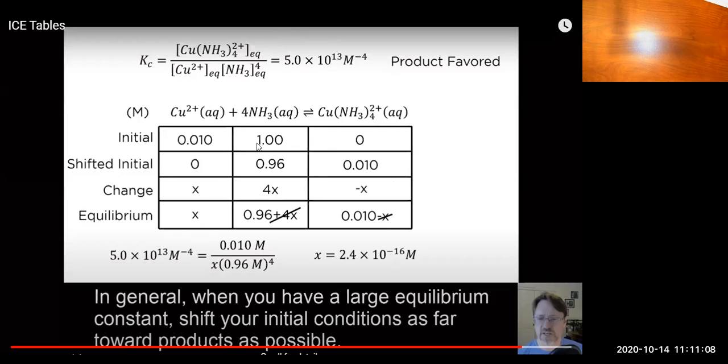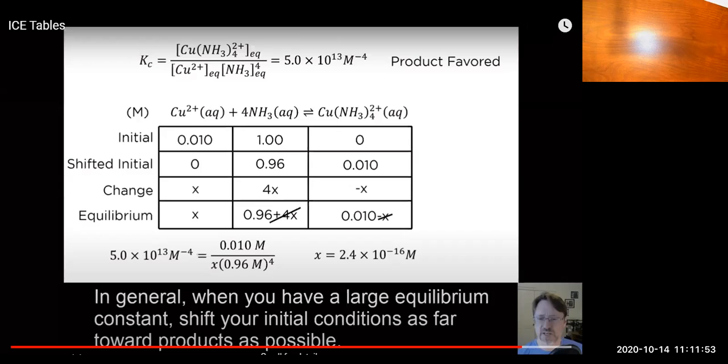Okay, so the idea is we're starting with 1.00, and we are removing 0.01 of the copper, which means we're removing 4 times 0.01 of the ammonia because of the stoichiometry. For every copper ion that gets used up, there are 4 ammonia molecules that get used up. So 4 times 0.01 is 0.04. We subtract 0.04 from 1 to get 0.96. Does that help? Okay, so was that a sufficient explanation for the folks in the chat?